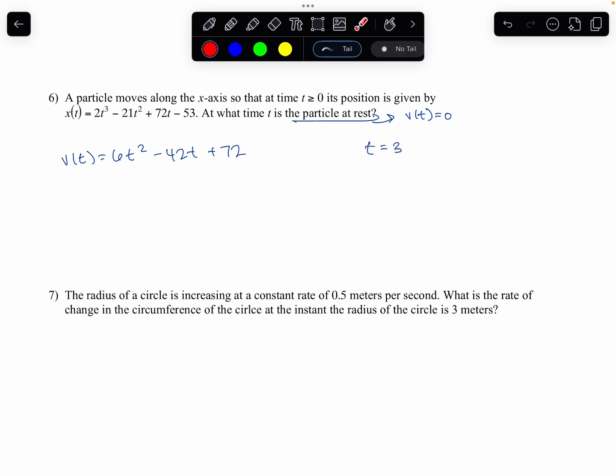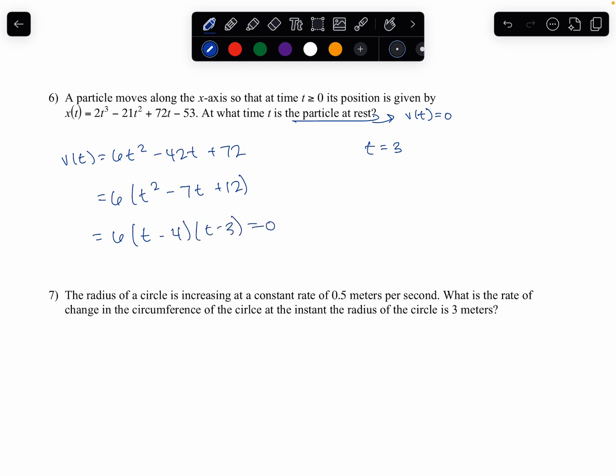Okay, and then for the sake of showing you the alternate way, you can just factor this. So I can take out 6. I'm going to get t squared minus 7t plus 12. Right? Okay, and then that's going to be equal to 6 times (t minus 4) and (t minus 3). And when that's equal to 0, the velocity is equal to 0, right? So that's at t equals 4 and at t equals 3. So that's whenever the particle is going to be at rest.